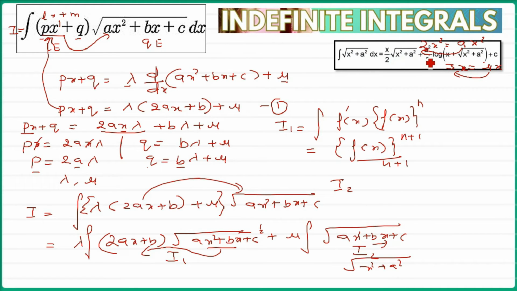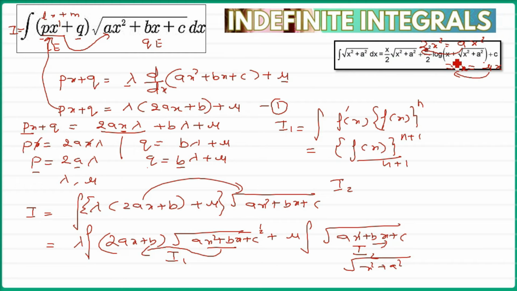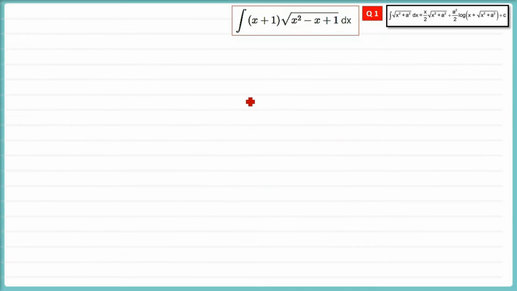Integral of under root x square plus a square dx will be equal to x by 2 under root x square plus a square, plus a square by 2 log of x plus under root x square plus a square, plus constant of integration. Now let's see this question and try to solve it using the discussion we just had.